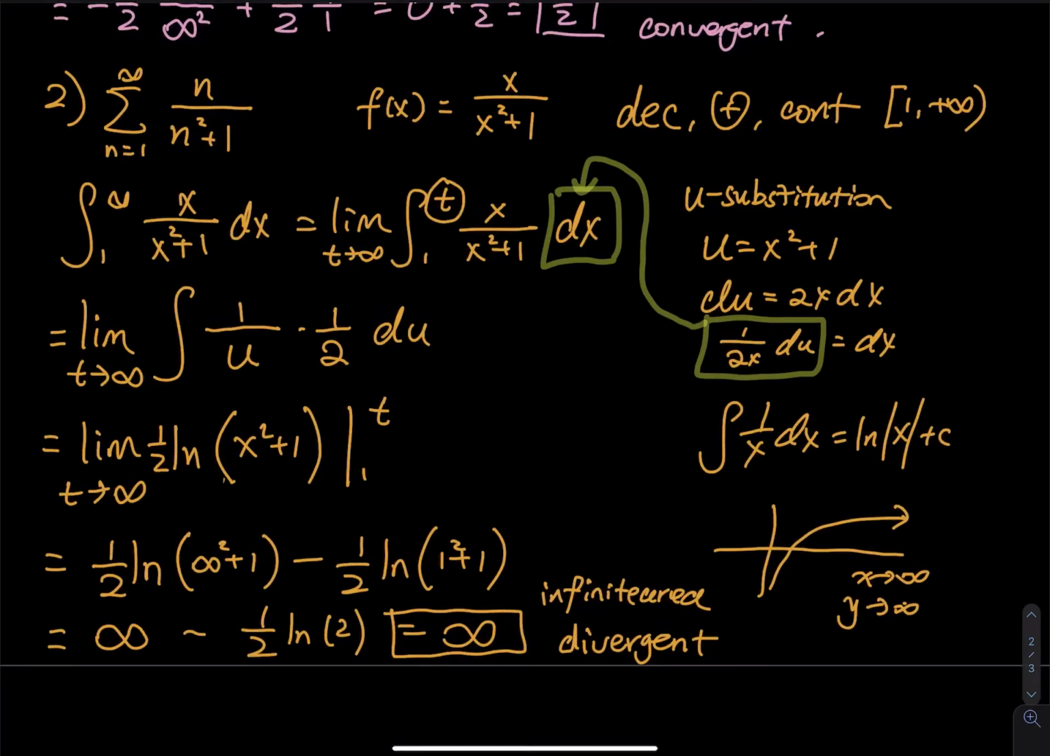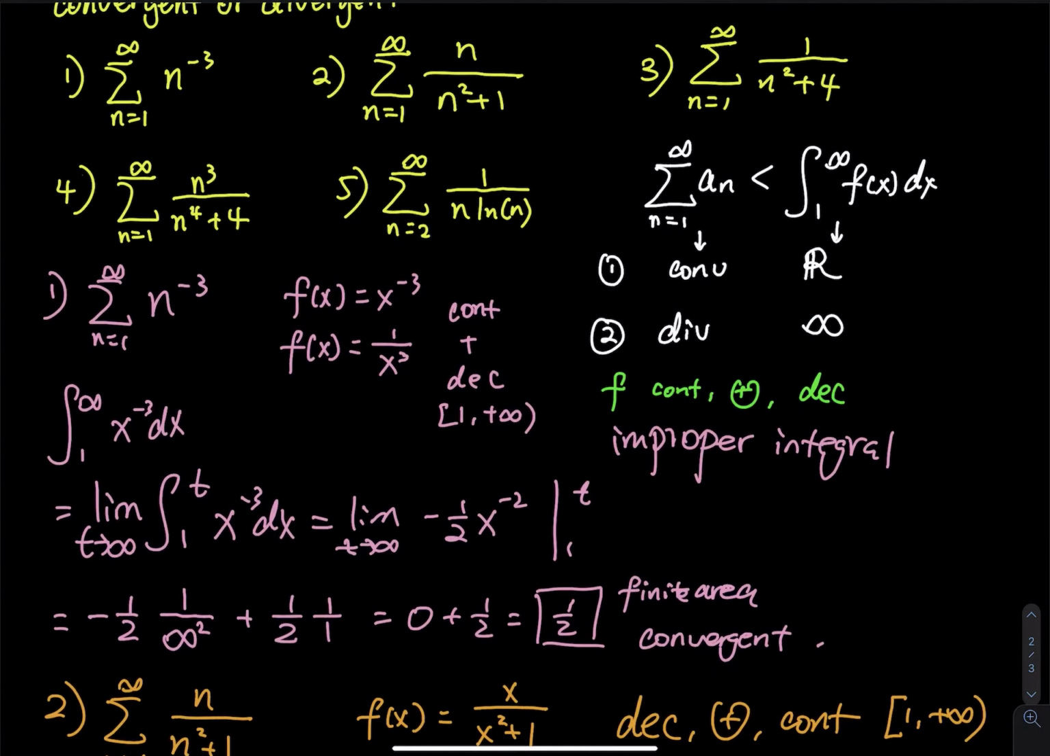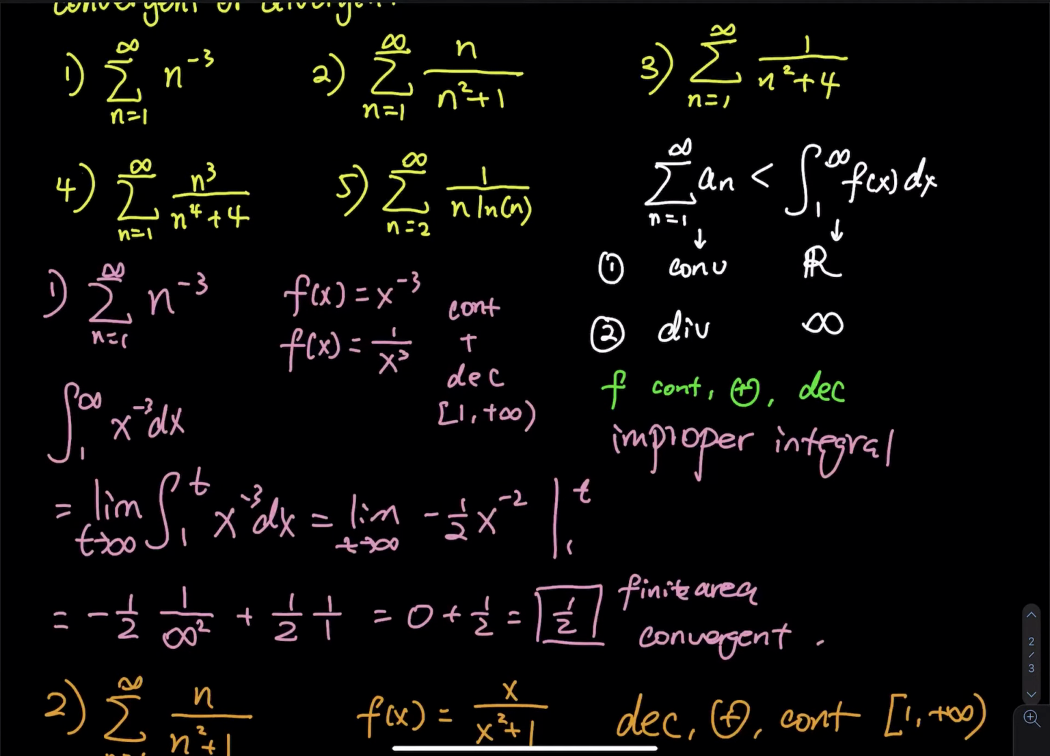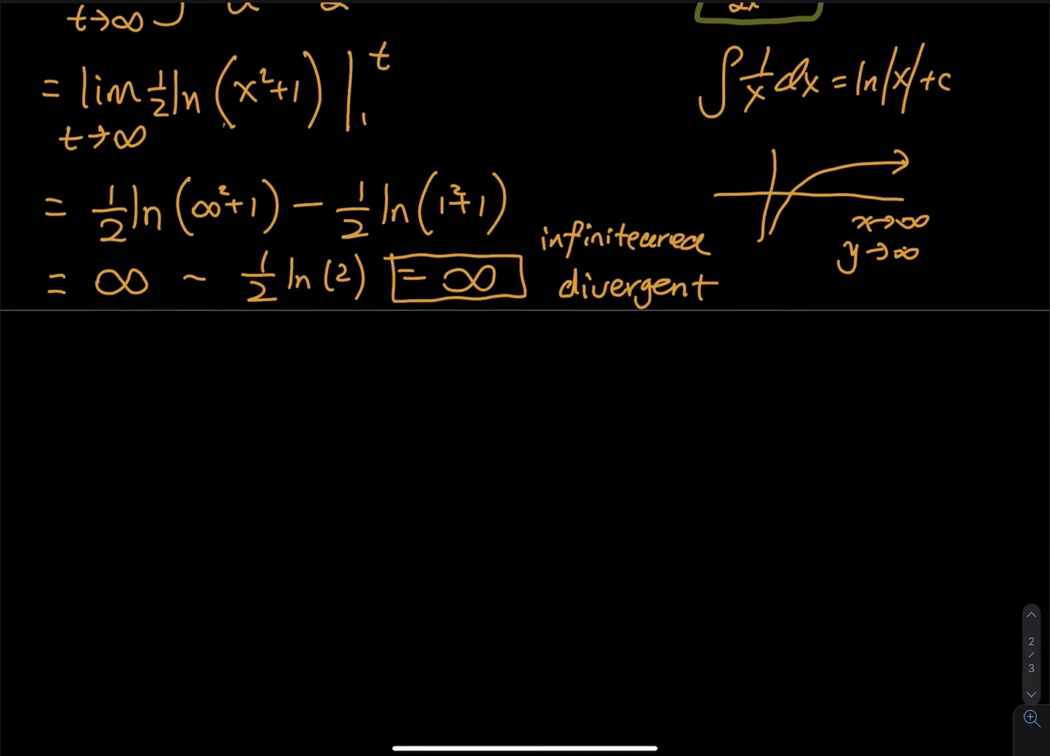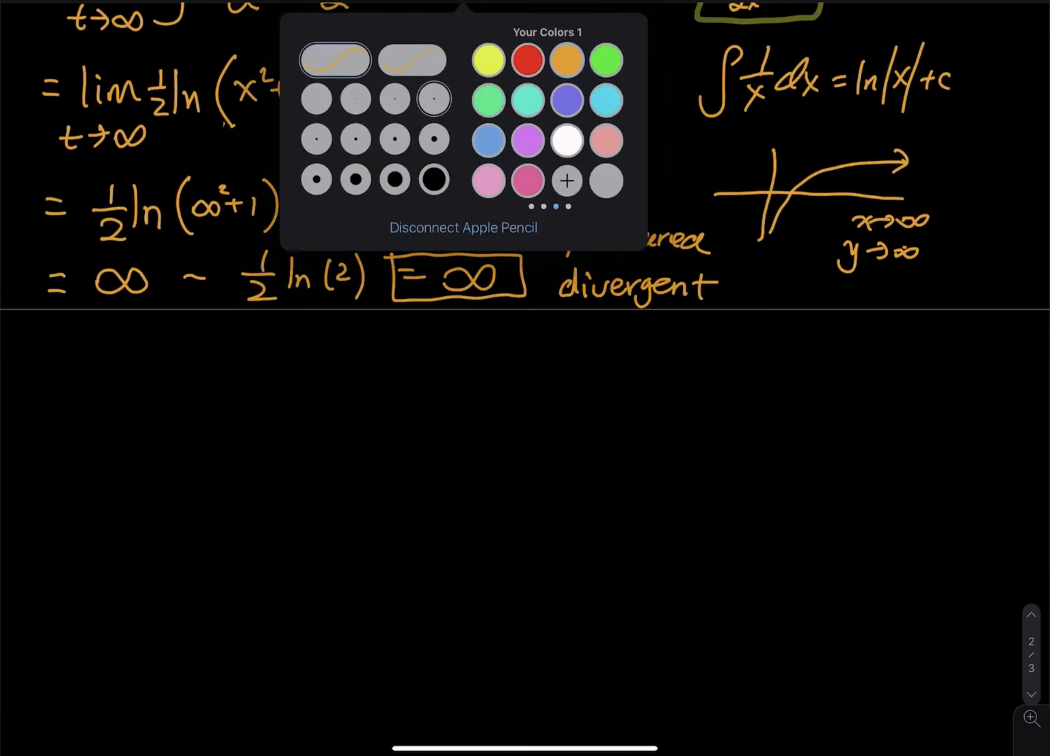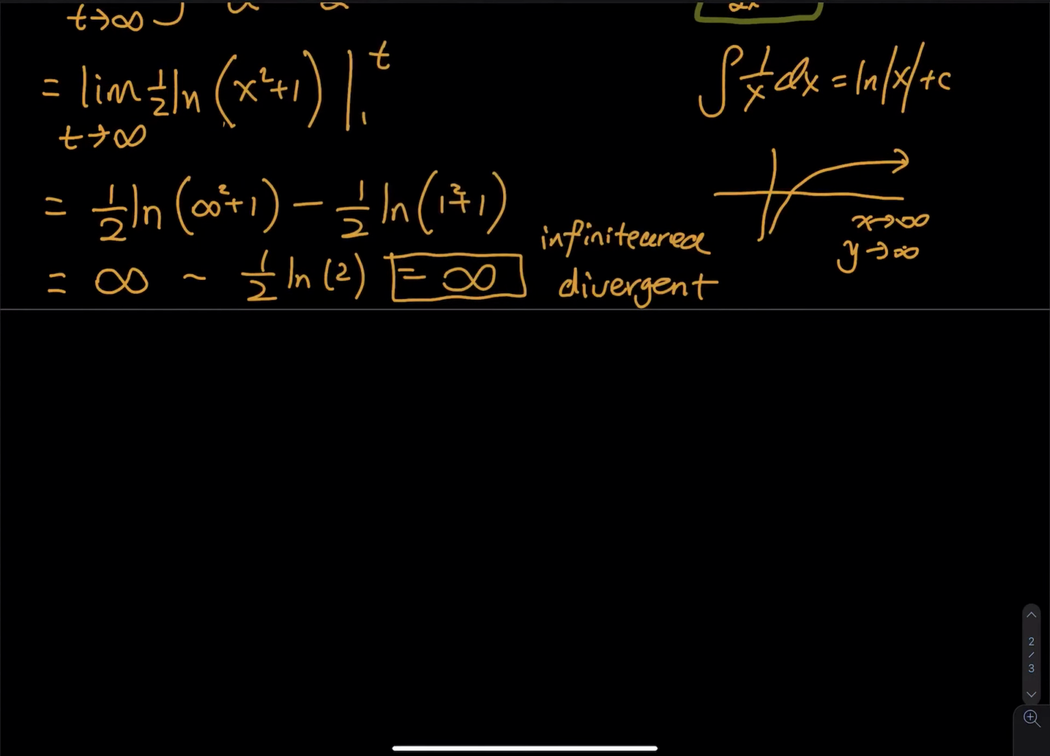And then number 3, we have the sum as n goes from 1 to infinity of 1 divided by n squared plus 4. This is a very interesting problem. I always pick the best problems to discuss with my students. So first of all, here is my function. That is 1 divided by x squared plus 4.